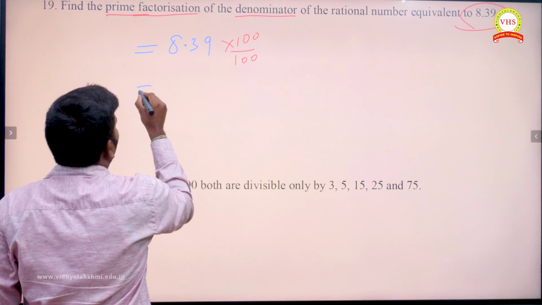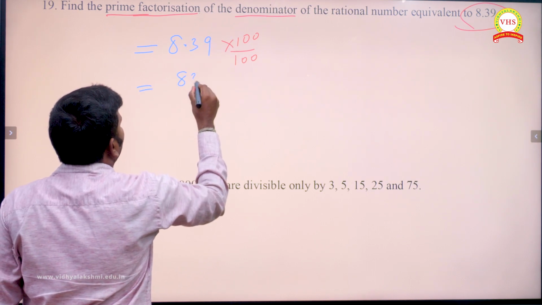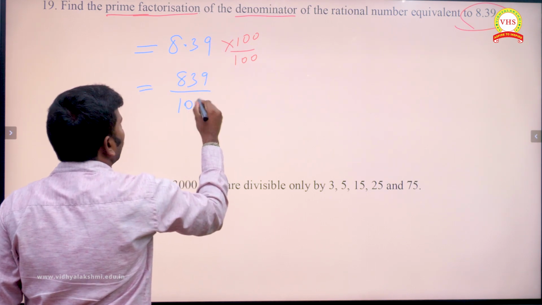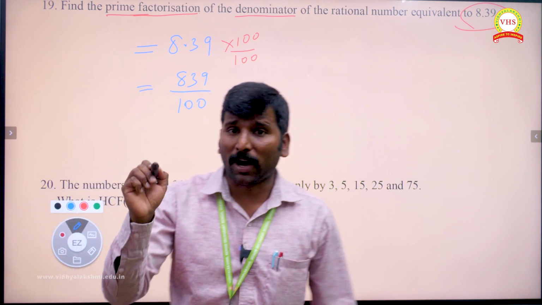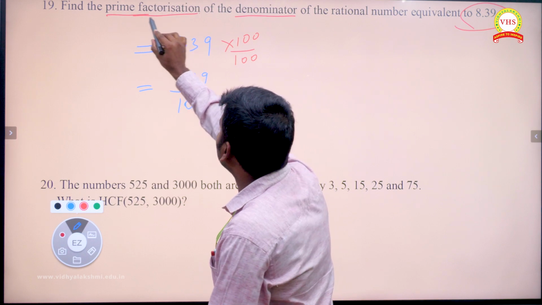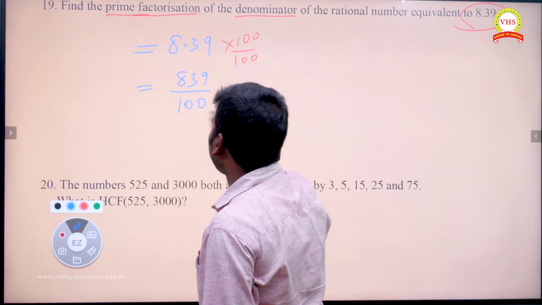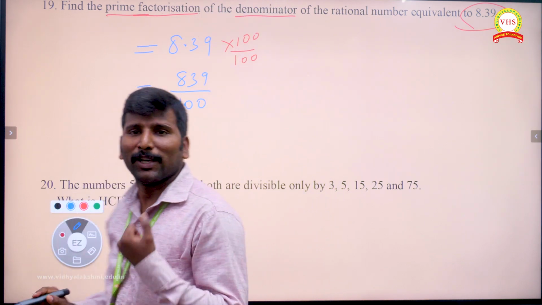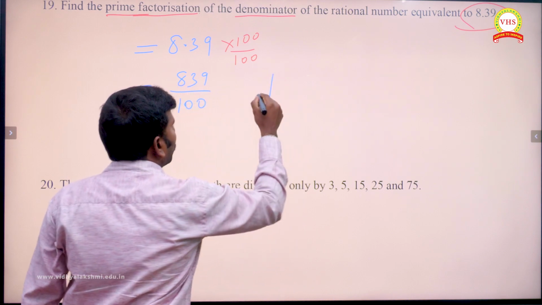After multiplying, the decimal will go. So 839 divided by 100, that's what I am getting. But here, you have no need to simplify. They asked for the prime factorization of the denominator. That's it. You take this 100, what is its prime factorization?